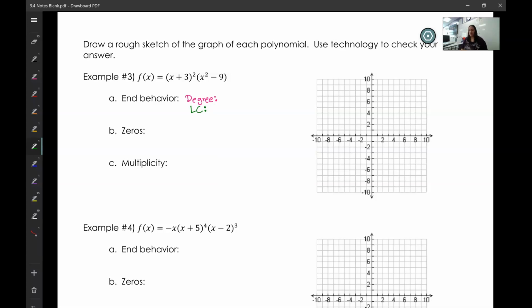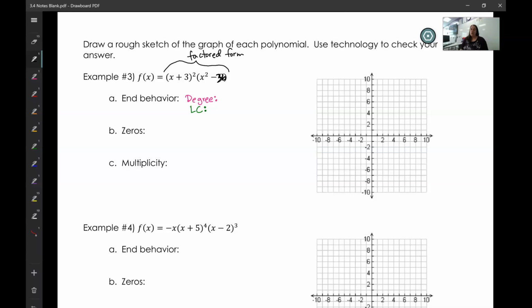Now, something to know. That degree and leading coefficient is a little harder to find in what we call factored form than when it's all multiplied out, which is called standard form. I said it's a little harder, but not impossible. In factored form, here's what we're going to do. And by the way, I'm going to change this to a 36 for our problem.